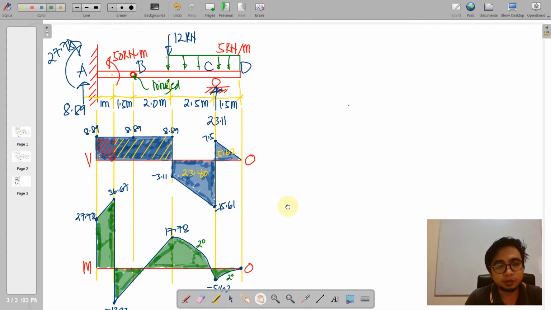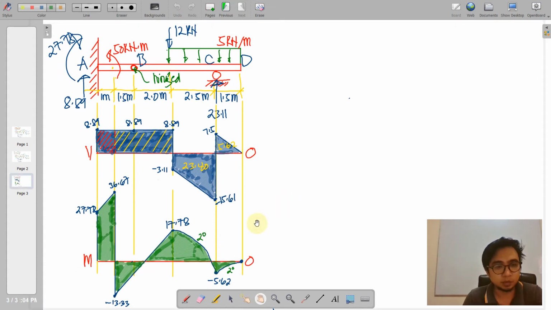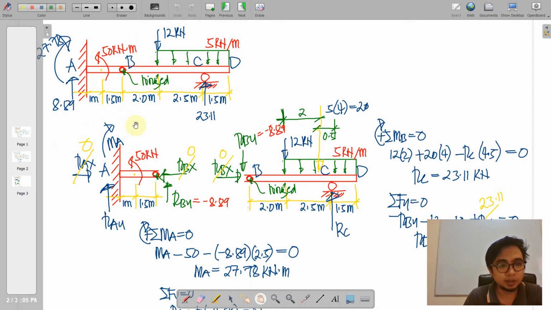Okay, so let us try another problem. But before that, we are going to emphasize that on the internal hinge, we have initially calculated the internal hinge reaction at B. Okay, so notice that that is negative 8.89. However, it should be a positive magnitude, because negative simply just implies wrong direction. Okay, so anyway, that is 8.89.